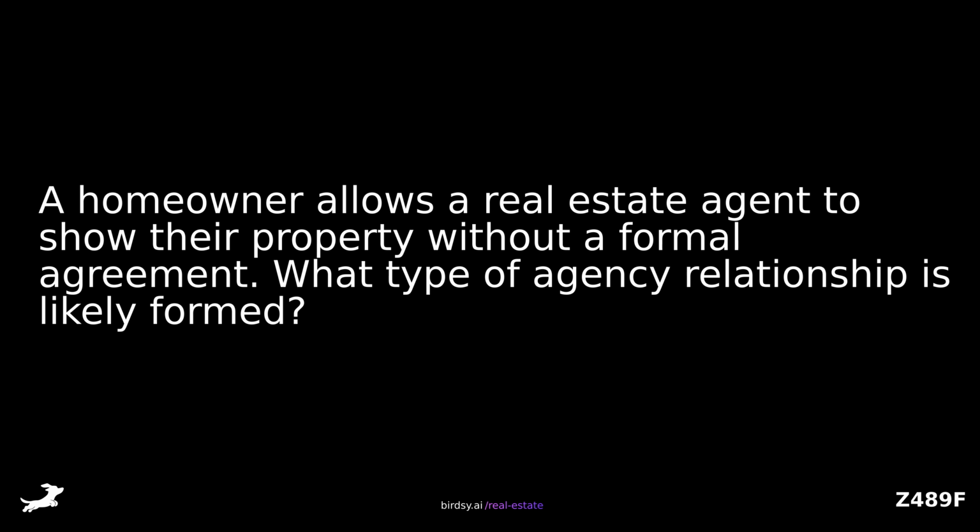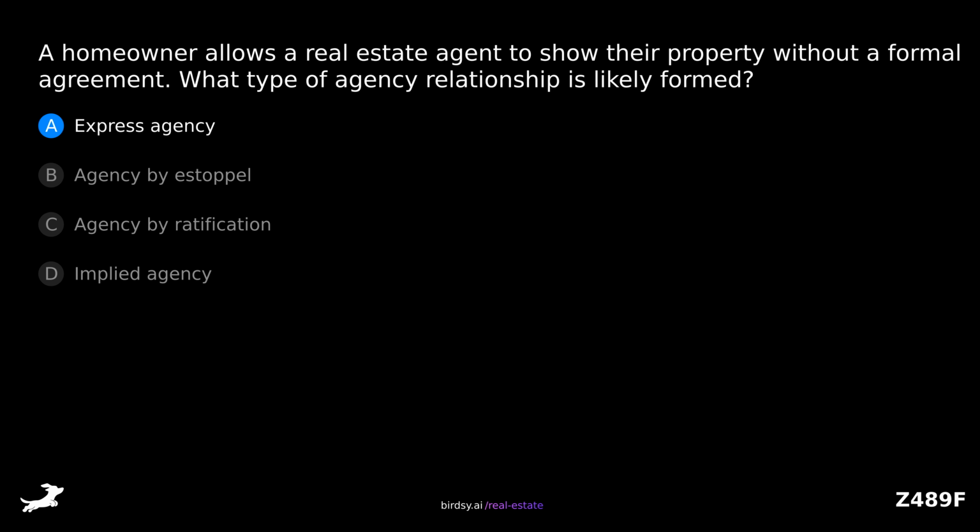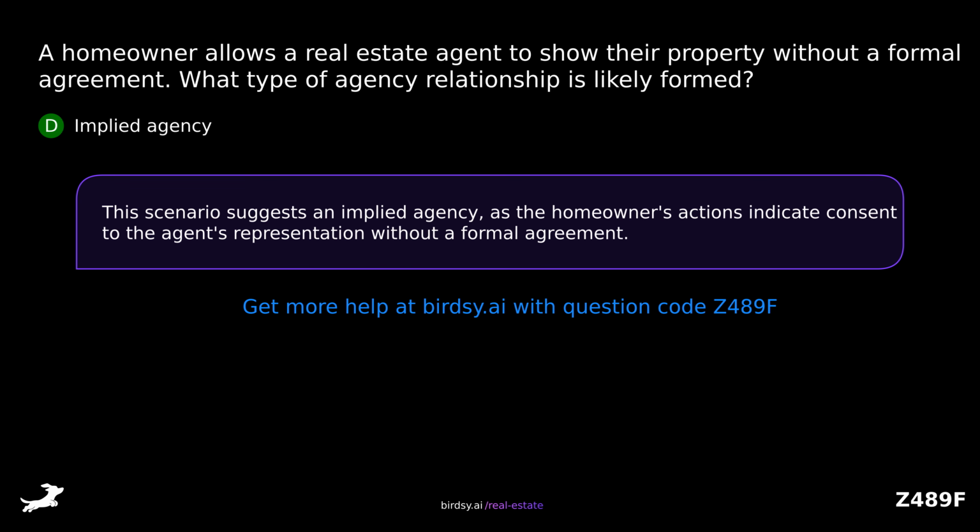A homeowner allows a real estate agent to show their property without a formal agreement. What type of agency relationship is likely formed? Is it A. Express agency? B. Agency by estoppel? C. Agency by ratification? Or D. Implied agency? The answer is D. Implied agency. This scenario suggests an implied agency as the homeowner's actions indicate consent to the agent's representation without a formal agreement.